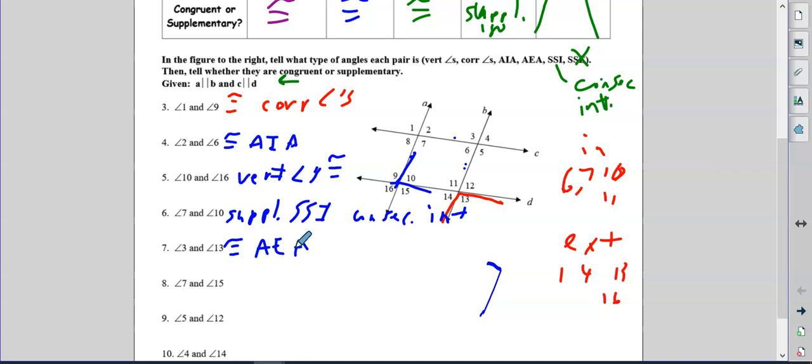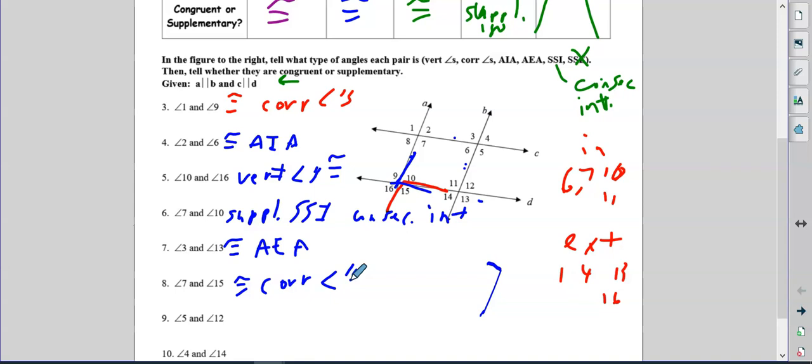All right, 7 and 15. Well, remember, we said 7 is one of the obtuse. And 15, if you slide down A, is also obtuse. So they are congruent. And they're congruent because one's inside C and D, one's outside C and D. And we're looking at C and D because A is the transversal we're riding on. So since one is inside and one's outside, that is corresponding angles.